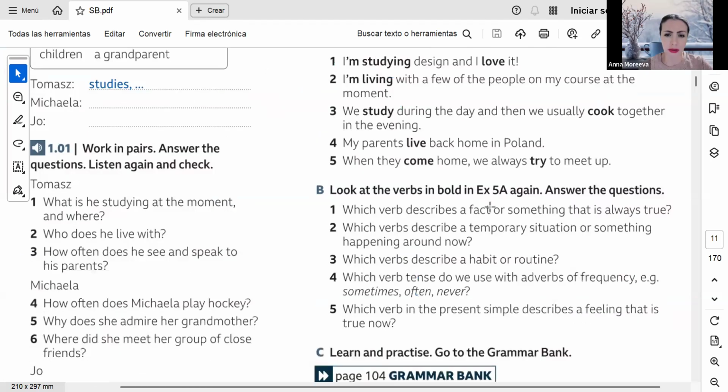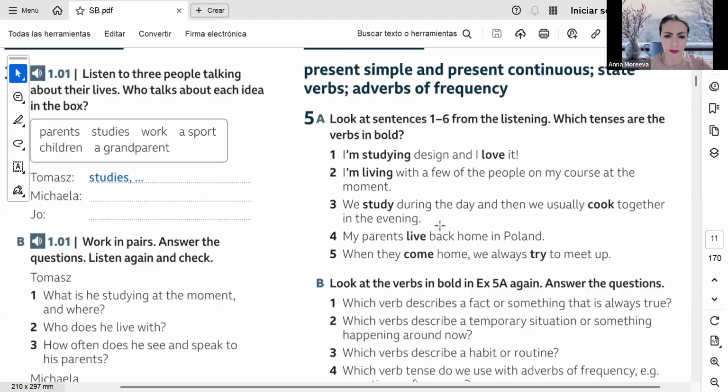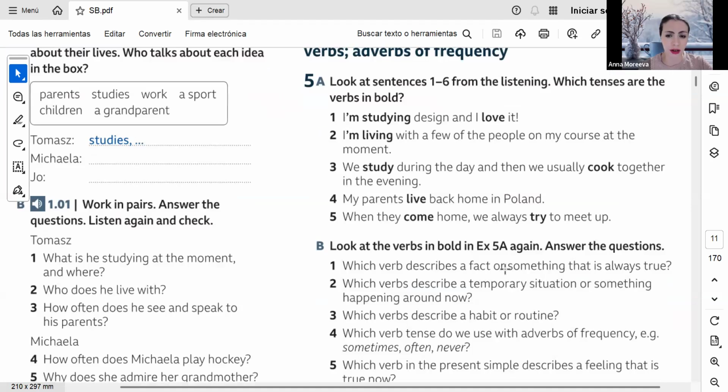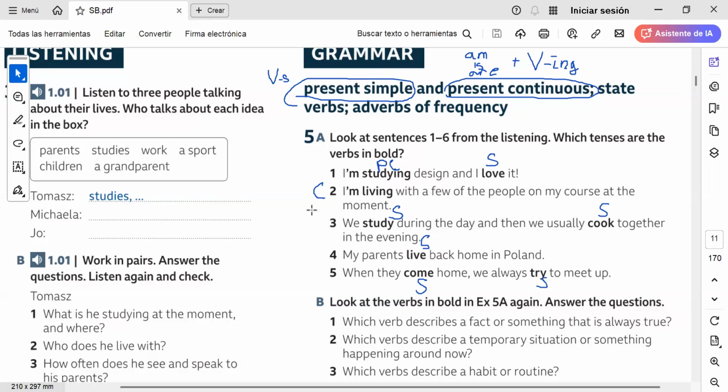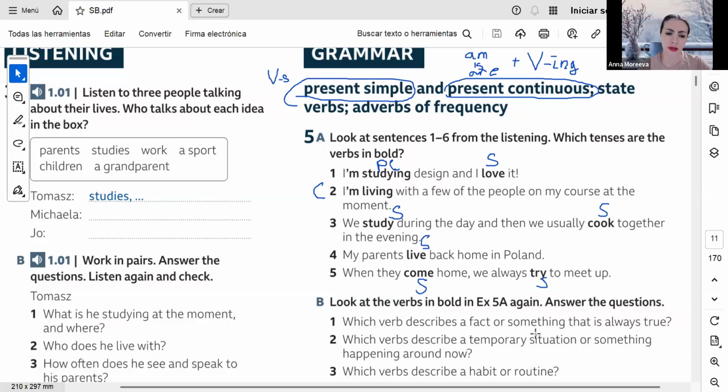Yeah, look at the verbs in bold. Answer the questions. Which verb describes a fact or something that is always true? So, which verb describes a fact or something that is always true? Continuous or simple? It's simple, yeah.